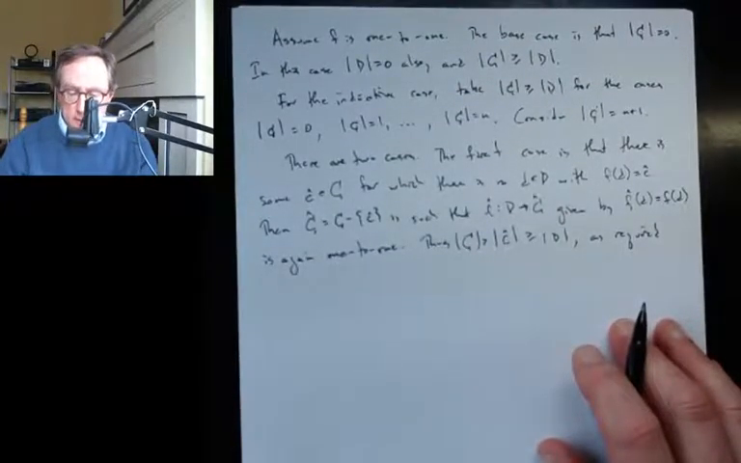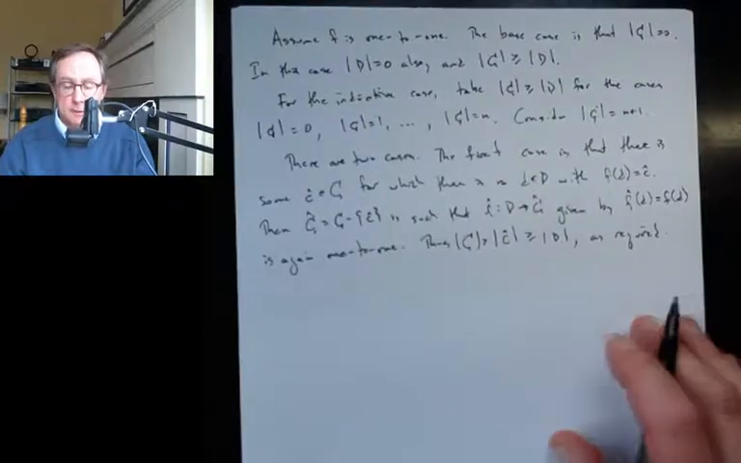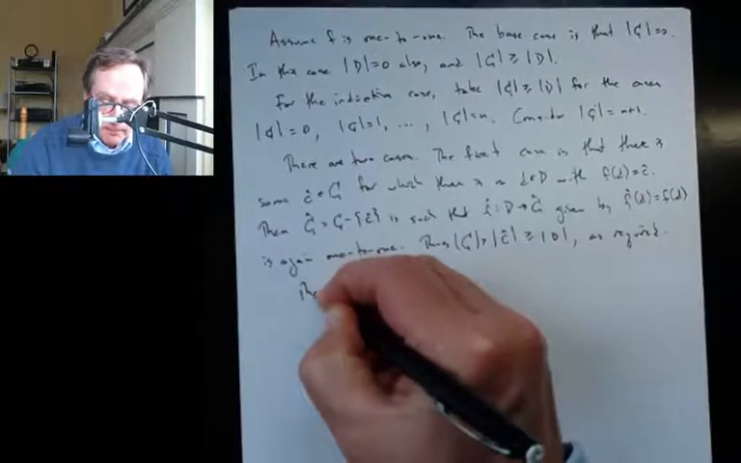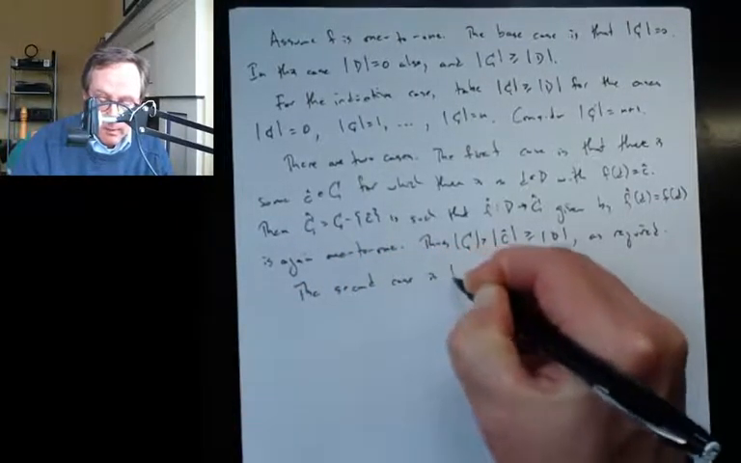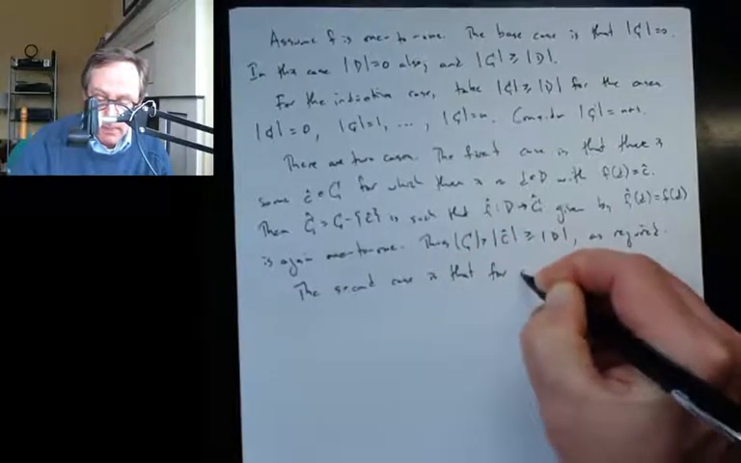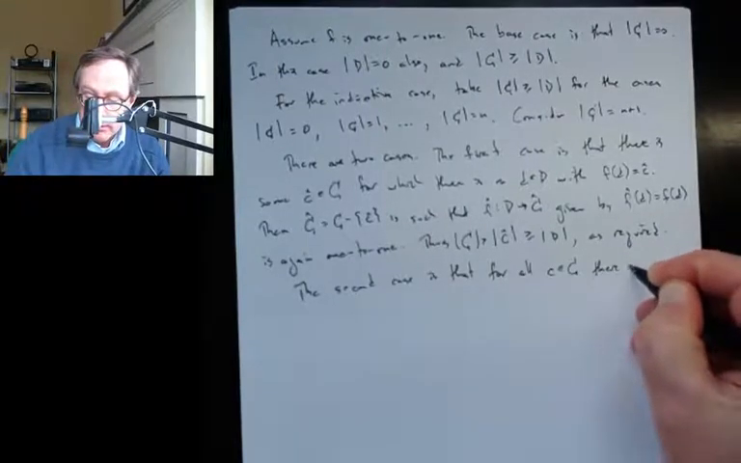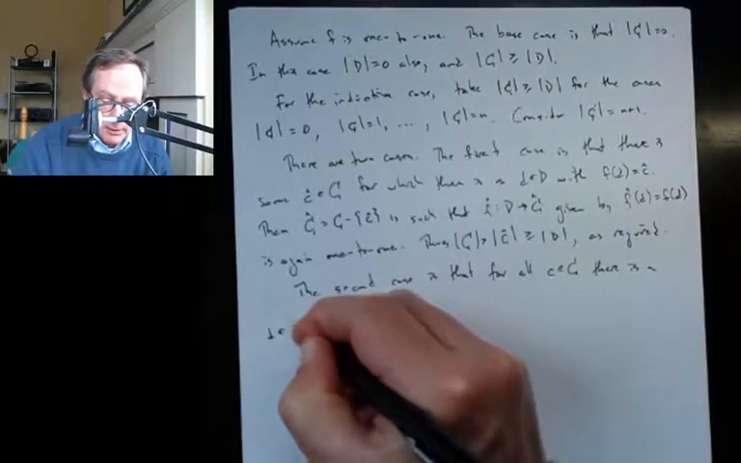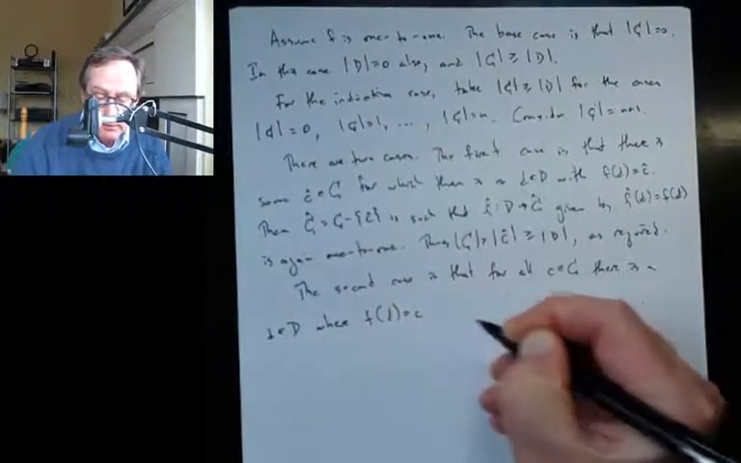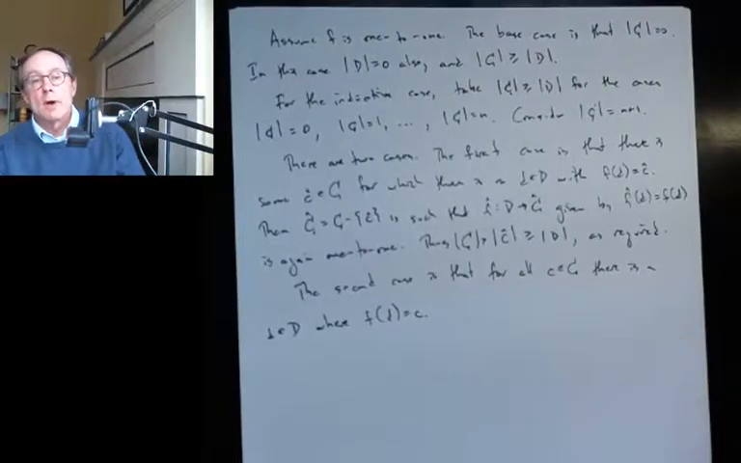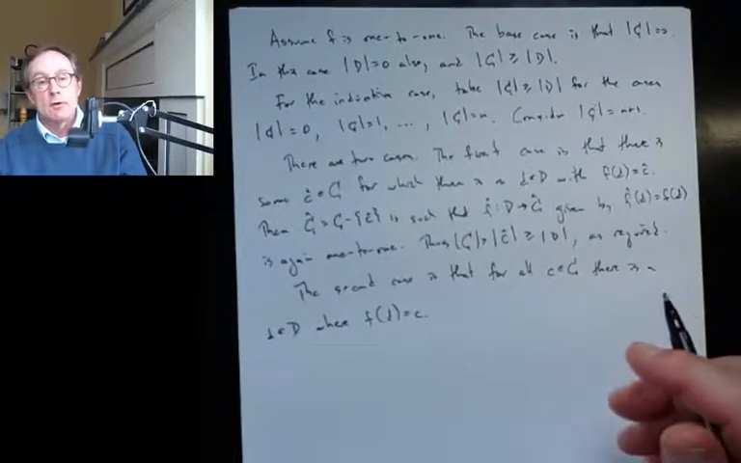Okay, next up is the other case. The other case is that there are no extra elements. So the second case is that for all C in capital C, there is a D in capital D where f of D equals C. There are no leftover elements, there are no extra elements. Every element in capital C, every element in the codomain, is the end of an arrow.